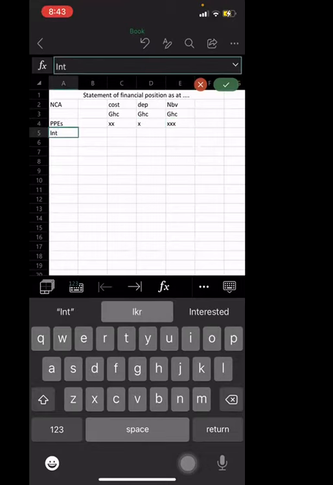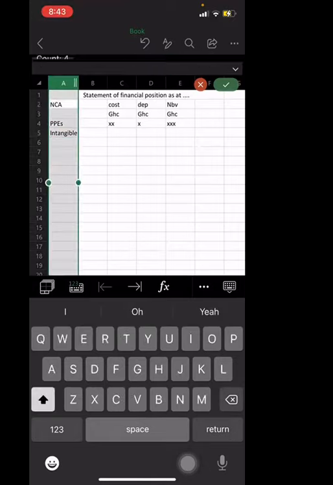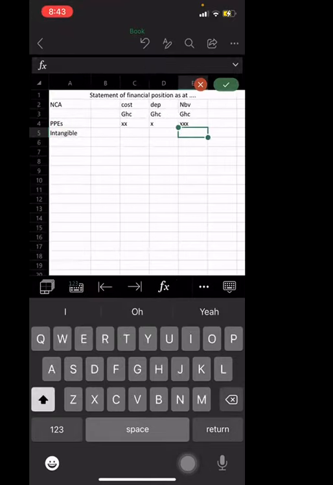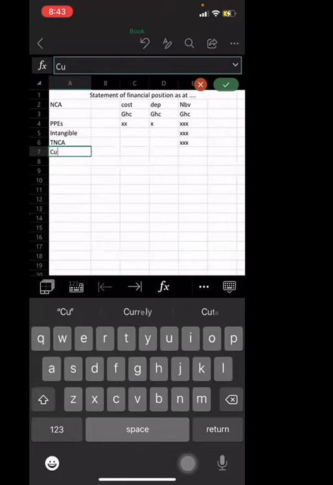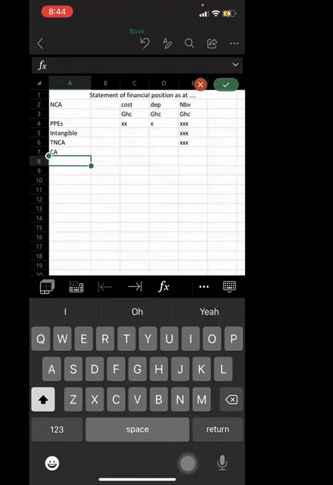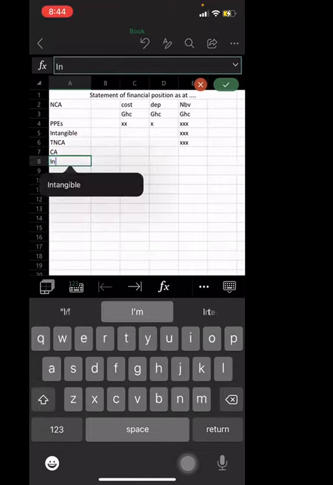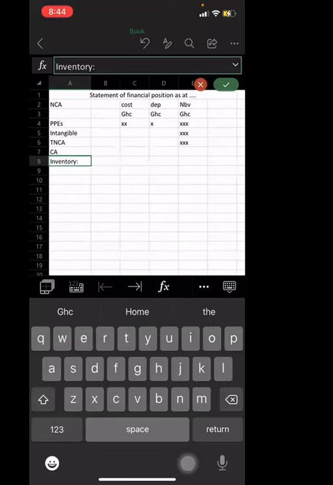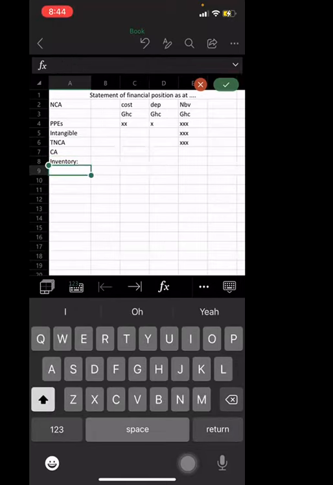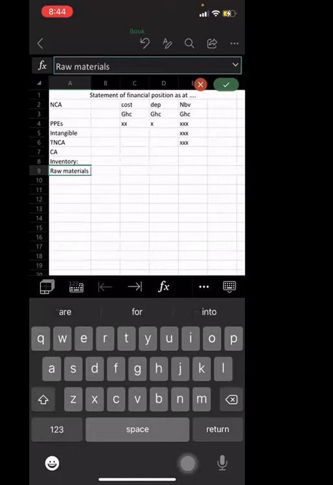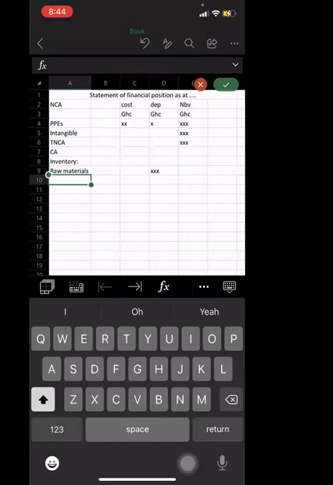Then you have intangibles. Intangibles are reported based on the fair value. When you sum up, you get total NCA, total non-current assets. You have a figure here, all right? So that's for non-current assets. Then you move to working capital. Under working capital, you have current assets, that's CA. And under current assets, we have inventory. All right, and under inventory, we have raw materials here. We have the figure here. We have WIP.